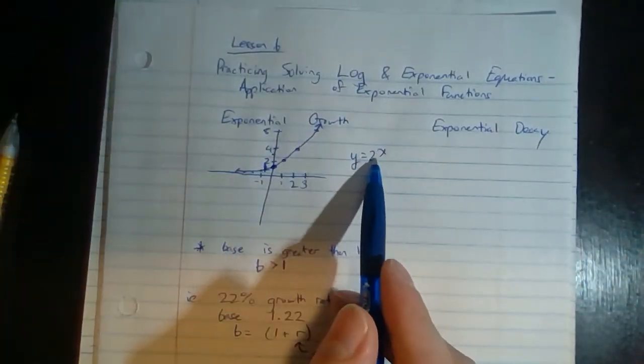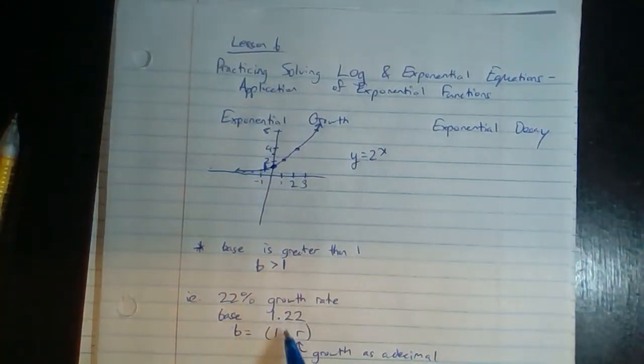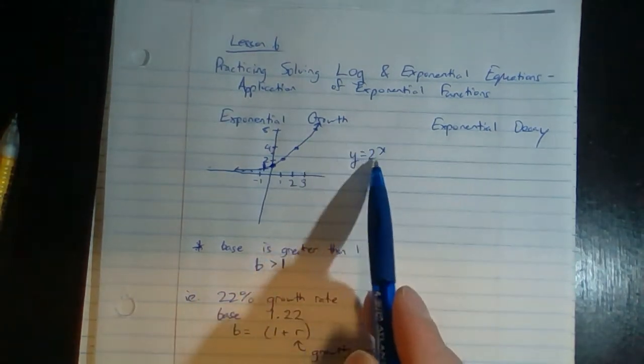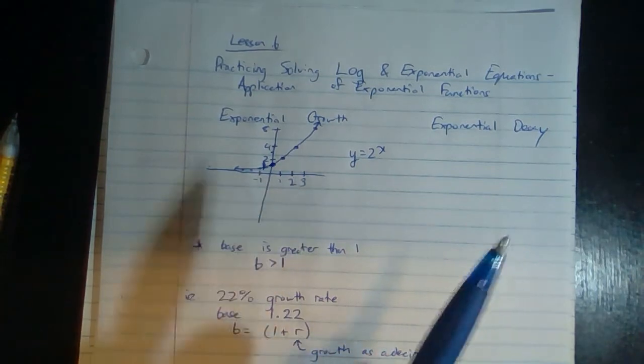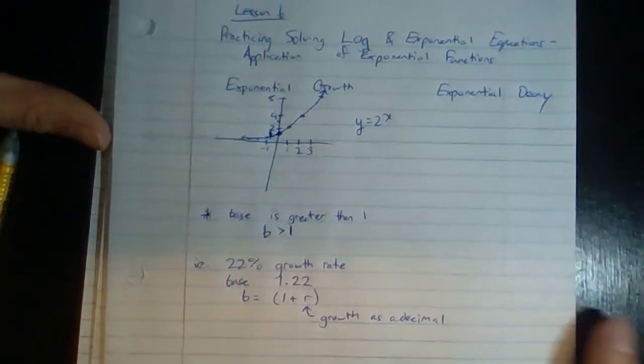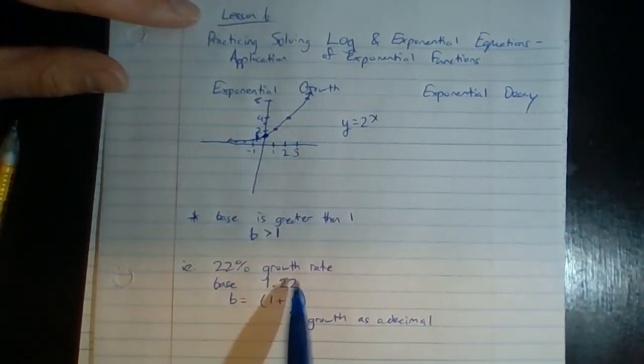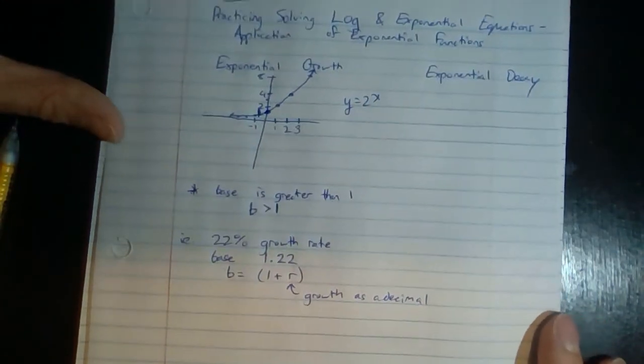Up here our base is 2. 1 plus 1 gives us 2. So this means we're going up 100% each time. If we're doubling each time, we're going up by 100% for every x. 22% of x, we're going up, our base is going to be 1.22.